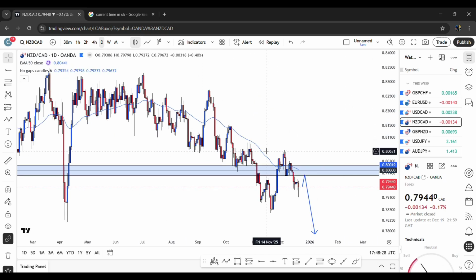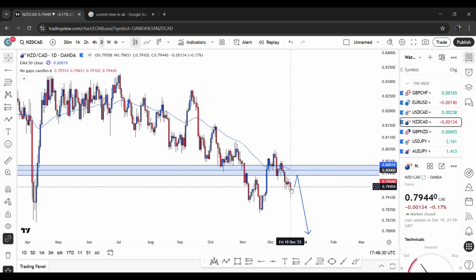Next one is NZD CAD. Same thing, I'm waiting for the price to come back to the area of interest and then go down to our lower time frames, 30 minutes, 1 hour, 2 hour, and then shift of structure.